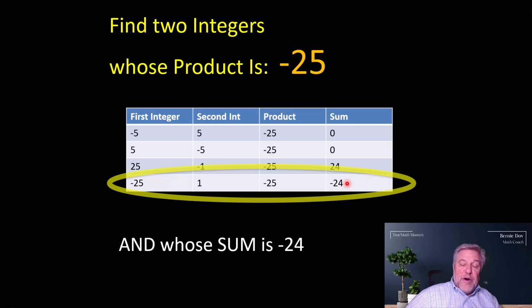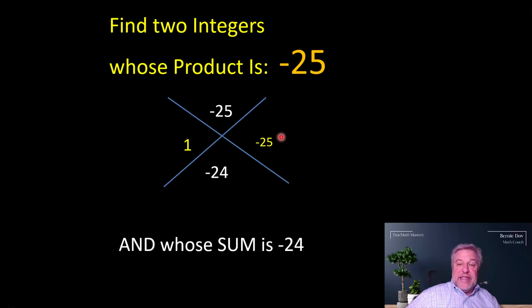This is the hard part, the trial and error part, and that makes the whole thing seem mysterious. But now that we have those numbers, it wasn't that hard. The numbers are negative 25 and 1. Now, what do we do with that? We fill in the x.